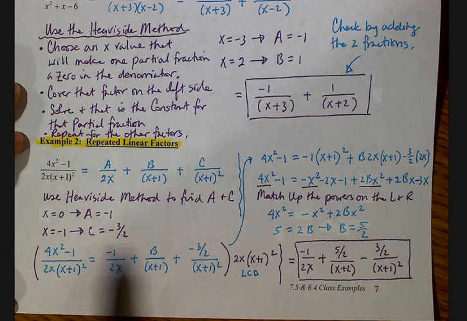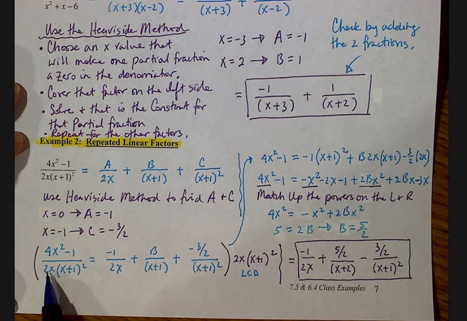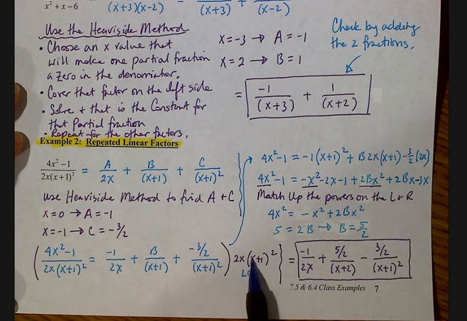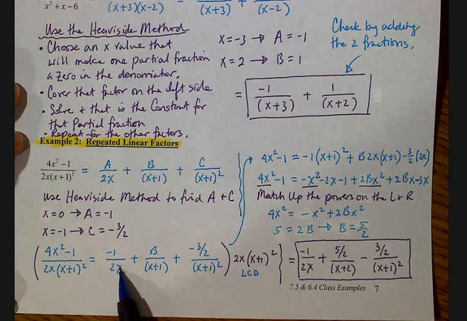Okay, now I'm going to multiply the entire equation by the least common denominator. Okay, so that's what this LCD is. So the least common denominator is 2x times x plus 1 squared. All right, so I'm going to distribute this to every single term. So distribute it to this first term, distribute it to the second term, or the first term on this side, distribute it to this term, and distribute it to this term.